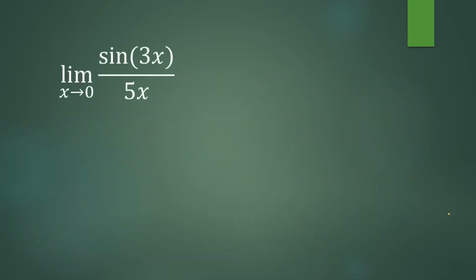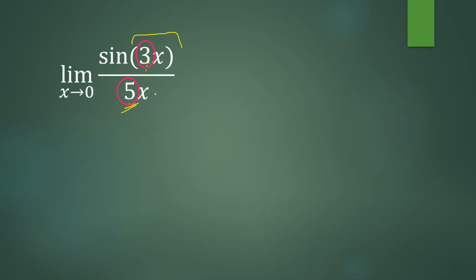Now, if we have this one, the limit of sine 3x over 5x, take note this coefficient and this coefficient are not the same. So we should make them equal. Take note that we cannot do anything about this one because it's within the sine function. But we can do something with this. We can make this equal to 3. One of them has to adjust. It's either we make 3 equal to 5 or we make 5 equal to 3. They should be the same. So it's easier to make this 5 here equal to a 3.